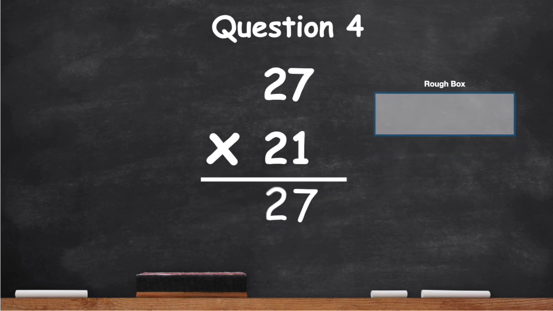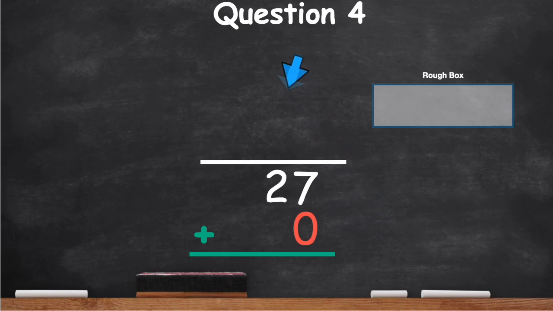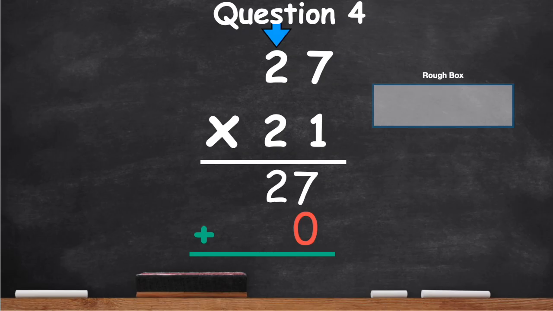Now we're going to write the 0, then the plus sign, and then we're going to draw a line. Again, to help us to stay organized. An organized paper is an organized brain. So now what we're going to do is multiply the bottom number of the tens column, so the 2, by the 2 numbers above.